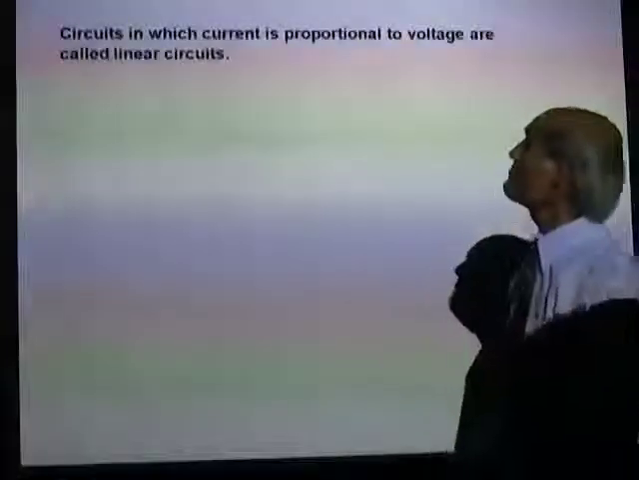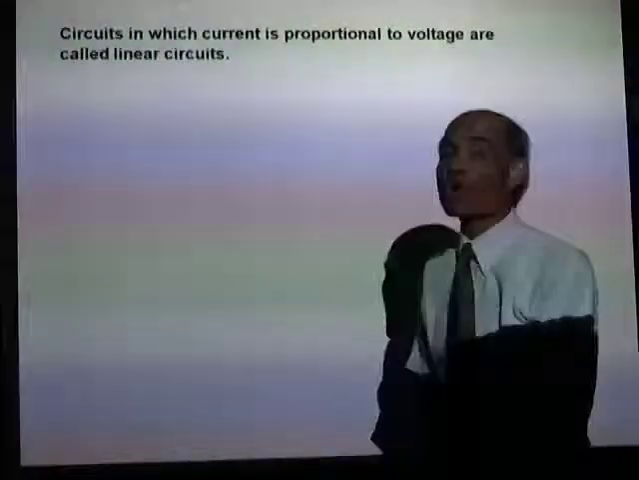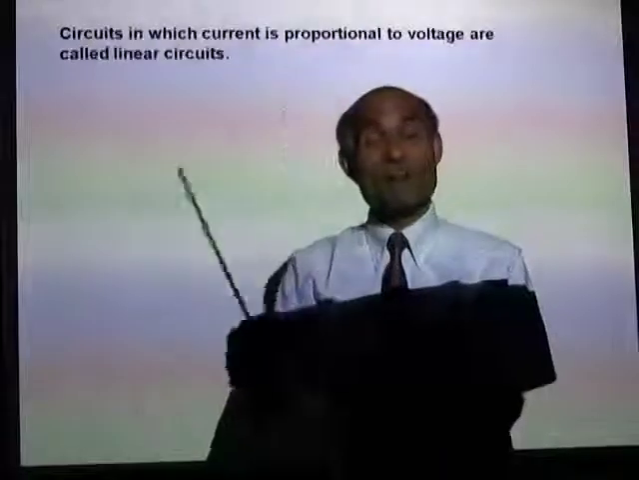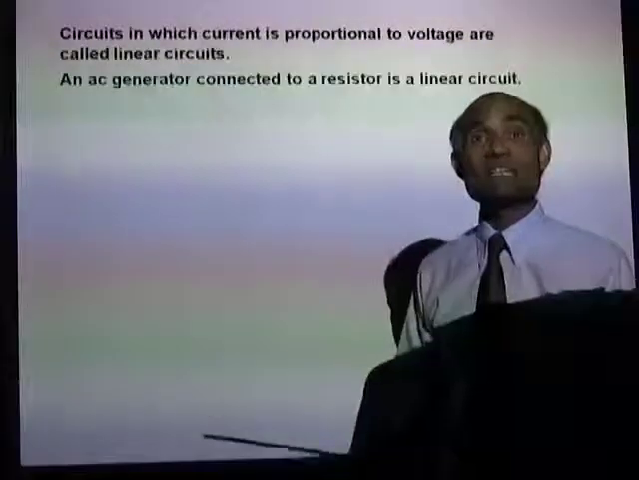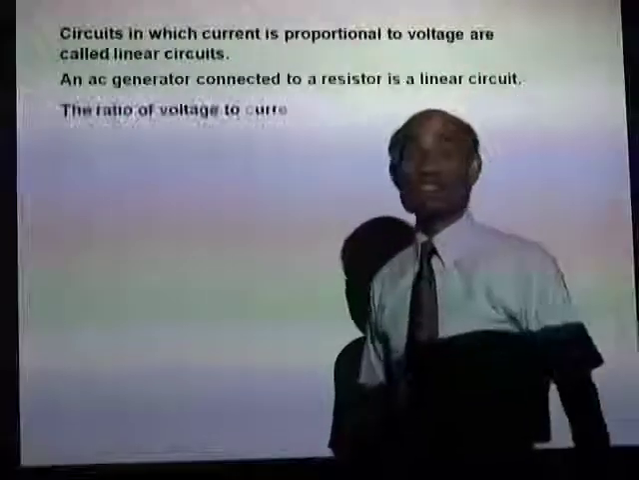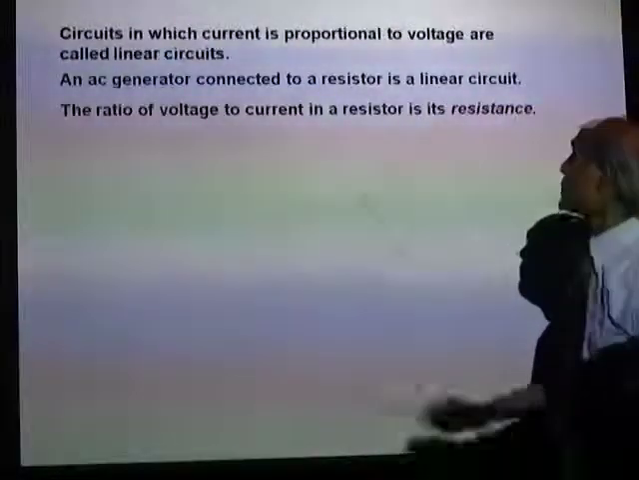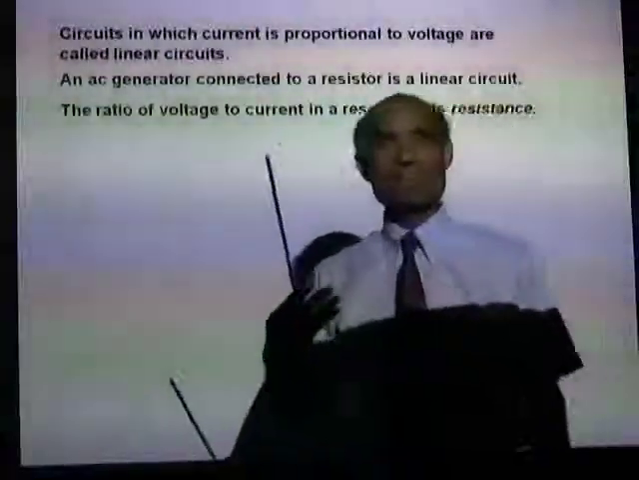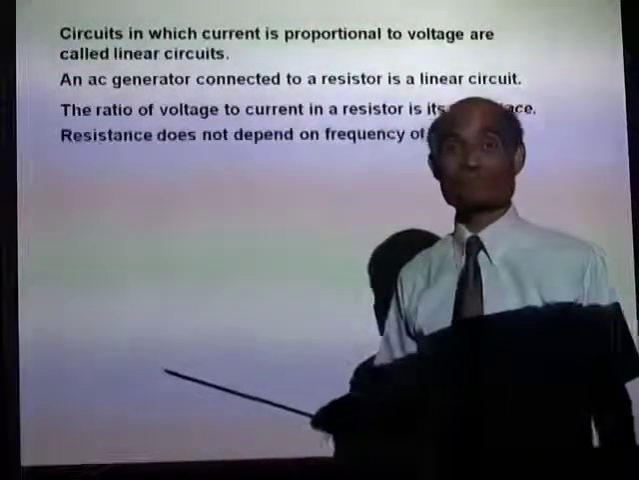Now, circuits in which current is proportional to voltage are called linear circuits. In a resistor, the current is proportional to the voltage, therefore it is a linear circuit. Now, the ratio of voltage to current in a resistor we call resistance. Is that right? Resistance is the ratio of voltage to current.